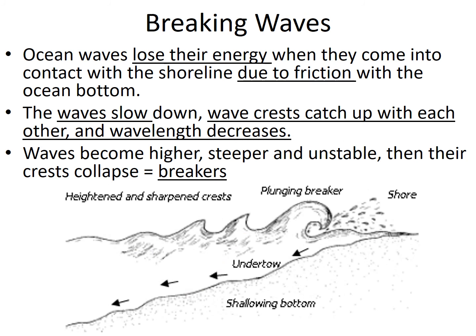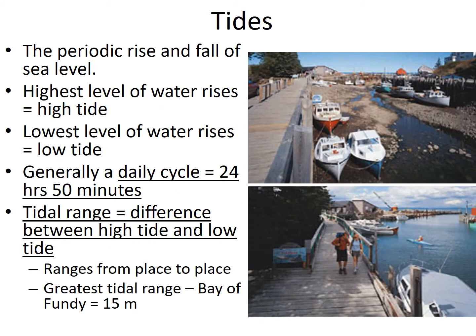All right, breaking waves, so the breakers. This is where the ocean waves lose their energy due to friction with the ocean bottom. The waves slow down, the wave crests catch up with each other, and the wavelength decreases. This is where you see that white part of the wave right as it reaches the shore. And this, where the crest collapses, is called, of course, the breakers.